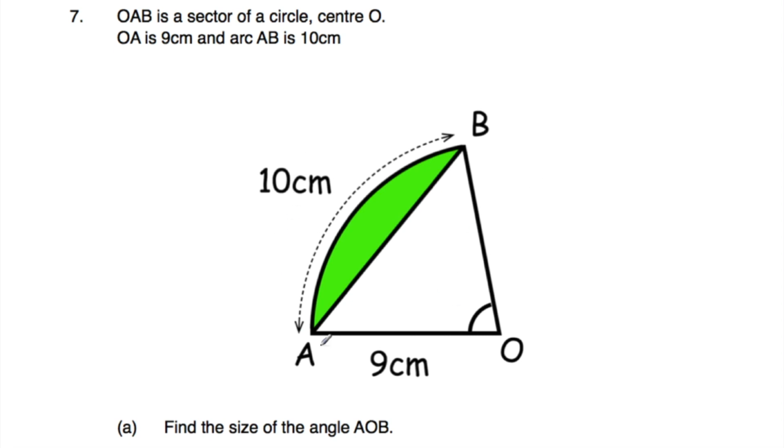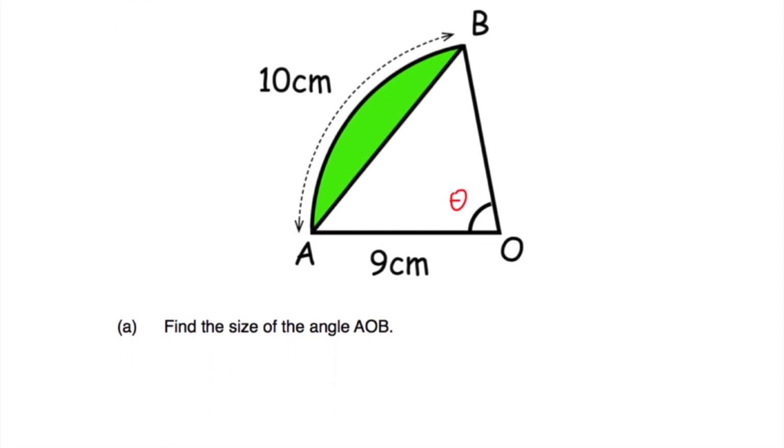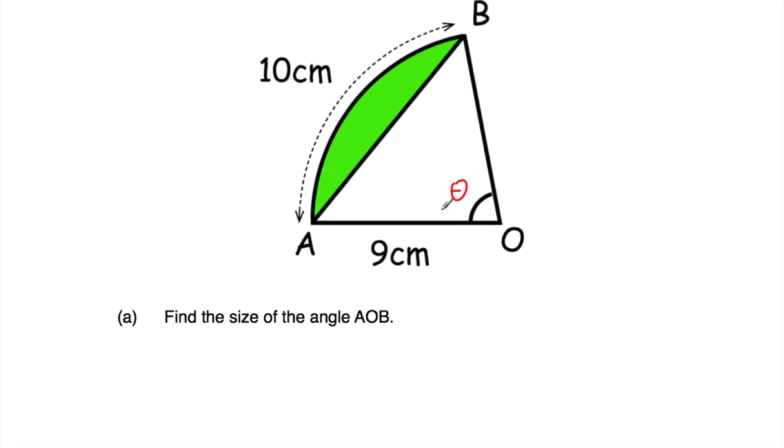And we've been asked to find the size of angle AOB, so we want to find the size of this angle. Let's call it beta. So we want to find the size of that angle. Now, the good thing in this question is we know the arc length, so let's use that to help us work out the size of this angle.